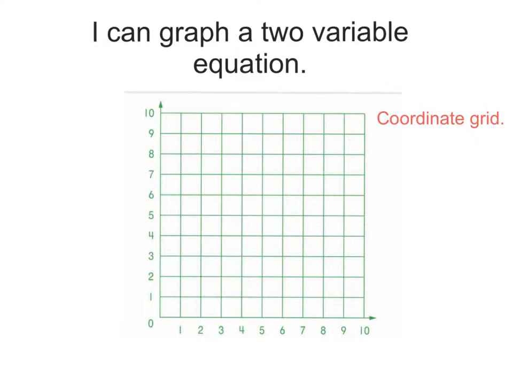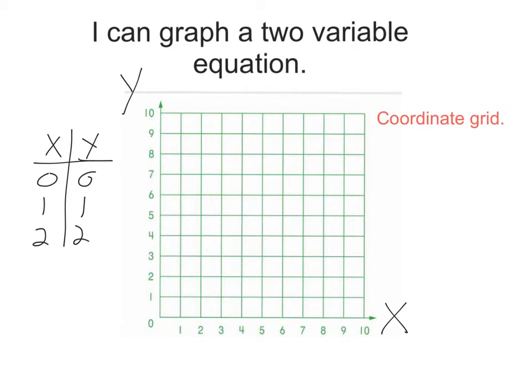Let's actually start by labeling the axes. This is our y-axis, and this is our x-axis. So if x was 2, it would be somewhere on this line. If y was 2, it would be on this horizontal line. These numbers represent y, and these numbers represent x.